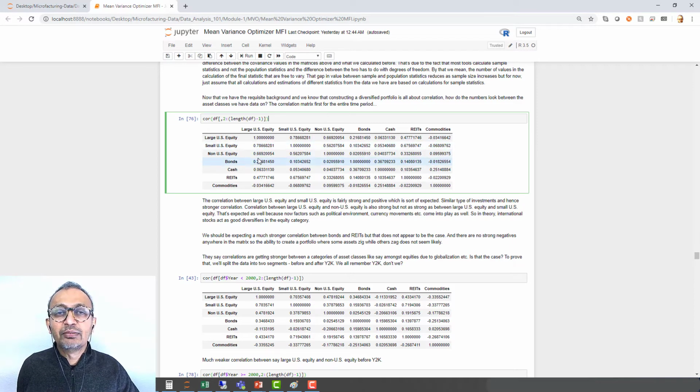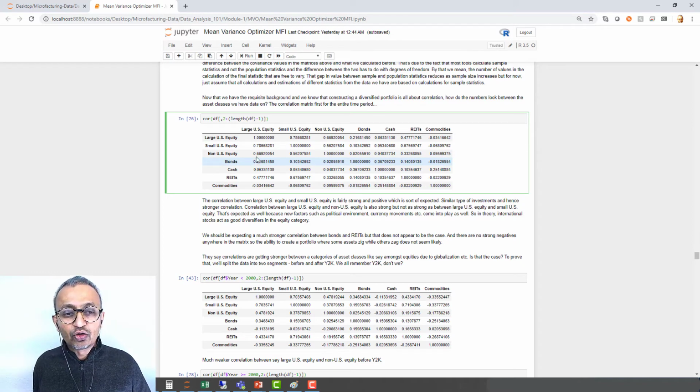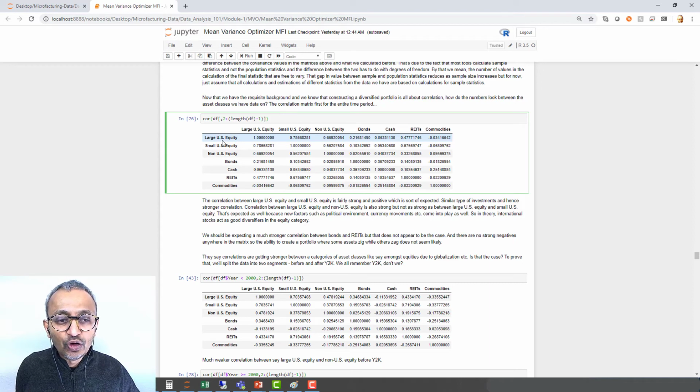The off diagonals are basically the correlation between these two variables, right? Correlation of the variable large cap US equity with itself is of course going to be 1, and it doesn't add any value. But between large US equity and small company stock, it's pretty highly correlated. It's positive, and of course it makes sense, right? If the economy is in bad shape, not only are the large companies going to suffer, but even the small companies are going to suffer.